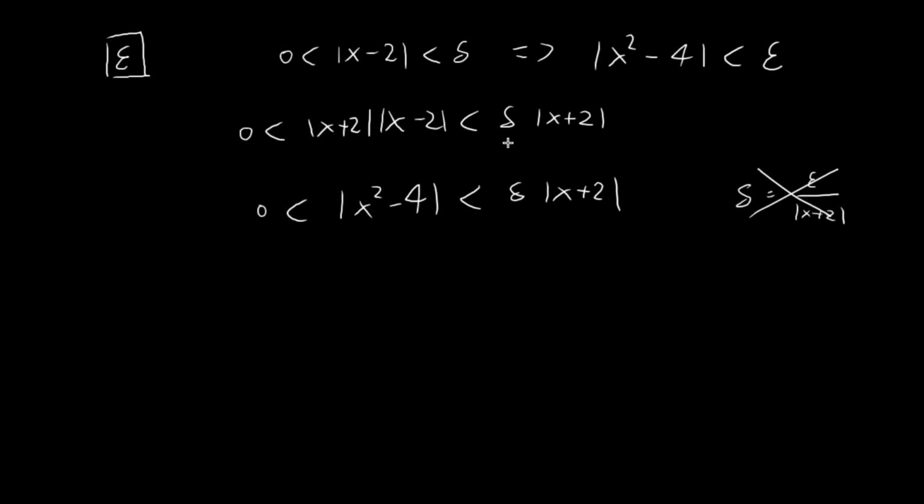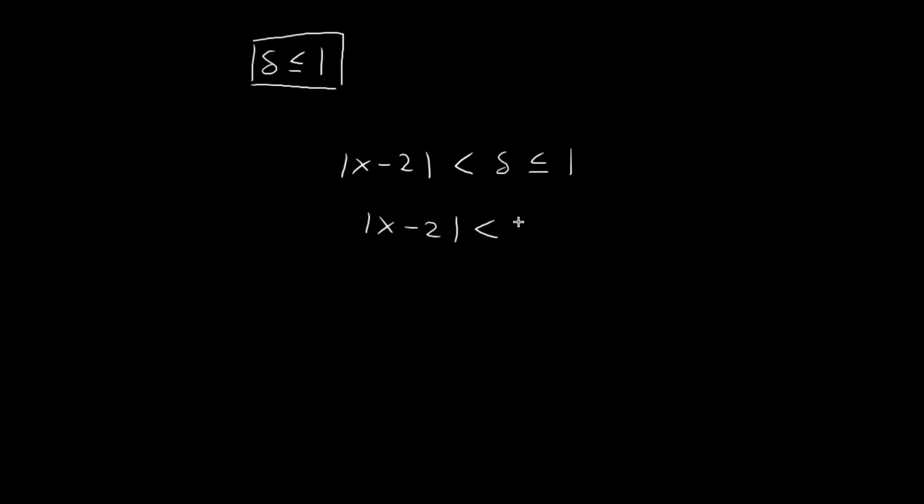In order to choose a value of delta that works, we must somehow get rid of this x plus 2 term over here. We can do that if we restrict our delta to always be smaller than or equal to 1. If we impose this restriction, x minus 2 is always smaller than delta, and in this case it's always smaller than or equal to 1. This implies that x minus 2 must always be smaller than 1, so x minus 2 must be between negative 1 and positive 1. That means x must always be between 1 and 3.